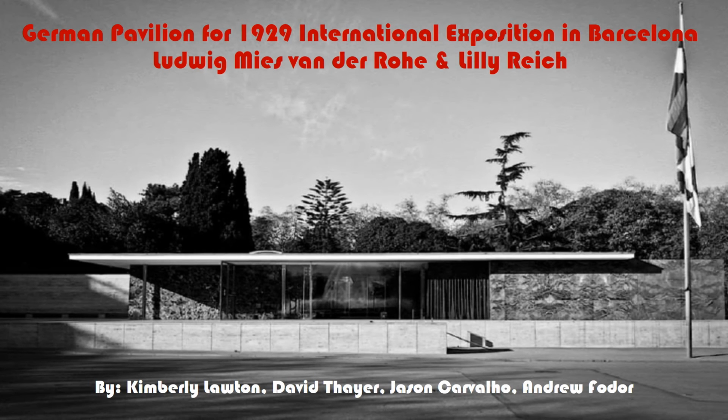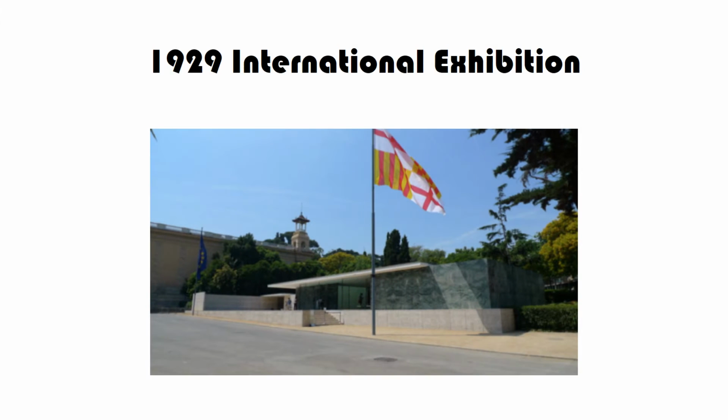This is the German pavilion for the 1929 International Exposition in Barcelona, designed by Ludwig Mies van der Rohe and Lily Reich. The pavilion was built to represent Germany at the International Exhibition in 1929. The exhibition was held in Barcelona, Spain.